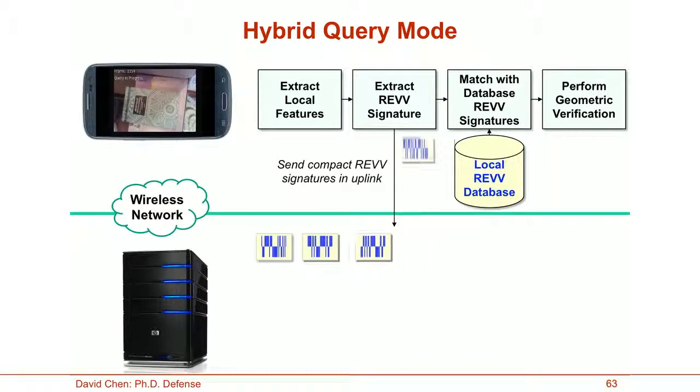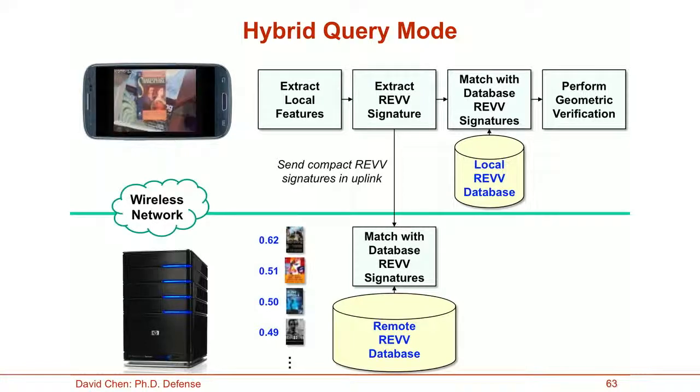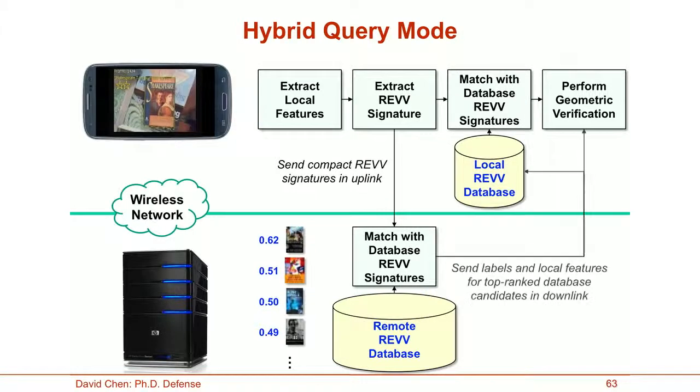At this time, we can send the same compact REVV signatures over the network to match against a REVV database stored on the server. This generates a ranked list of database candidates. We send back to the phone the labels and the local features for the top-ranked database candidates in the downlink, which has 2 benefits. It can improve the accuracy of the current query, and it can be used to update the local REVV database so that future queries are more accurate. Our hybrid query mode is well suited to typical wireless networks, where the downlink speed is much higher than the uplink speed.